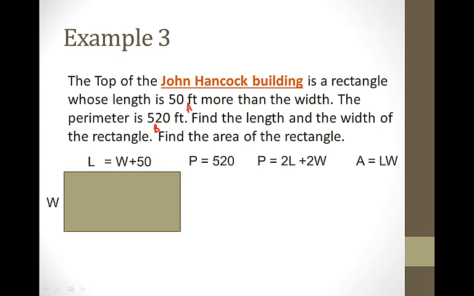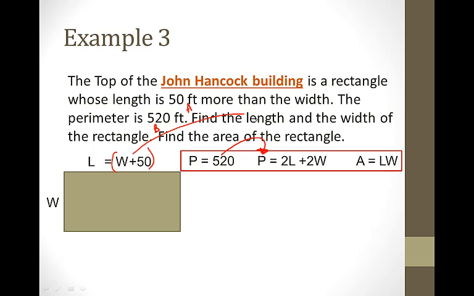So let's first find the length and the width of this rectangle. What are we going to do? Well, we're going to plug everything in. We have 520. So this is all the given information. I really haven't calculated anything, but it's good to write that down. I can take this 520 and substitute it in for P. I can take this W plus 50 and substitute it in for L. L is W plus 50, so I'm going to replace L with W plus 50.